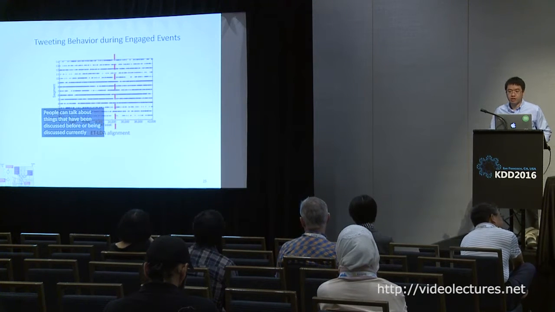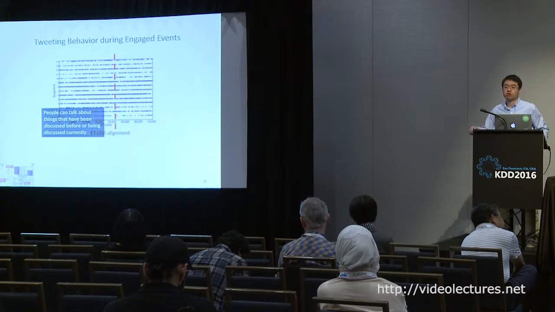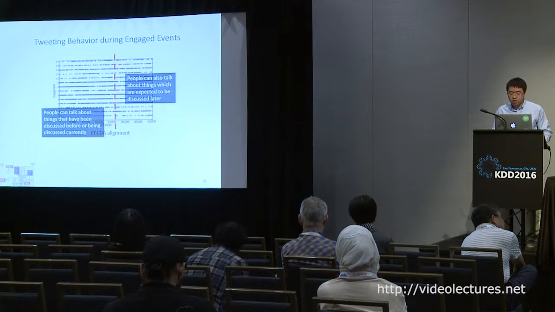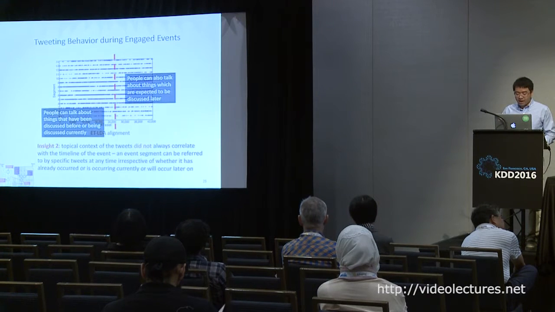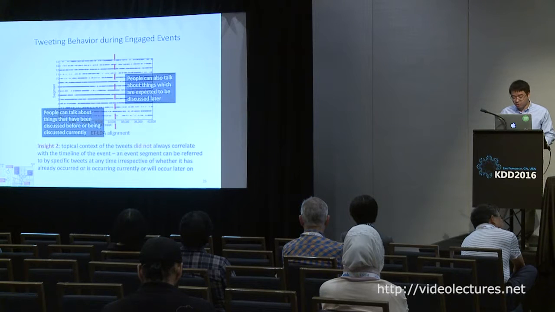Which essentially is against this time window-based assumption that all the tweets within this time window should talk about the topics of the event in this time window. In fact, we find that's not the case. What's more interesting is that people can also talk about the things which are expected to be discussed later. From this insight, what we find is that the topic context of the tweets is not always correlated with the timeline of the events. An event segment can be referred to by a specific tweet at any time, irrespective of whether it has already occurred, is currently occurring, or will be discussed later.